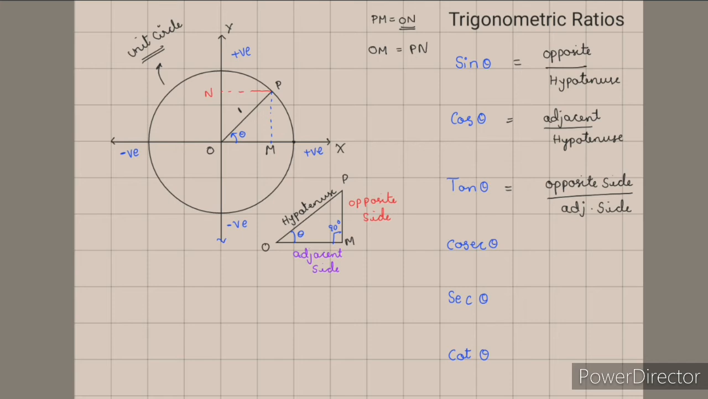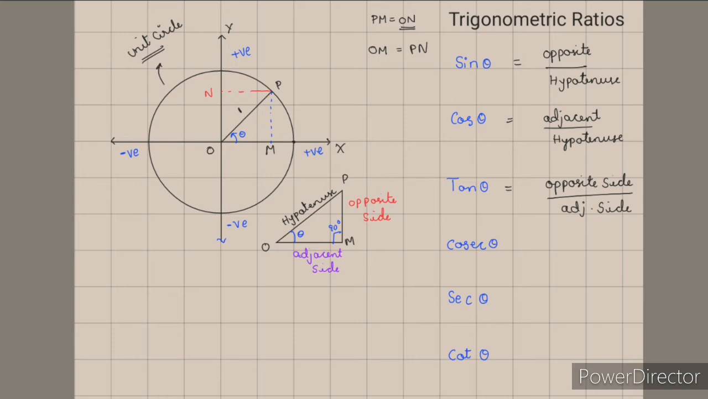Okay, now we have seen how sin theta and cos theta vary. We have observed that the max of sin theta is 1, min is minus 1, whereas the maximum of cos theta is 1, minimum is minus 1. The period of sin and cos theta is 2 pi, which is 360 degrees. Now let's see how tan theta varies with theta.